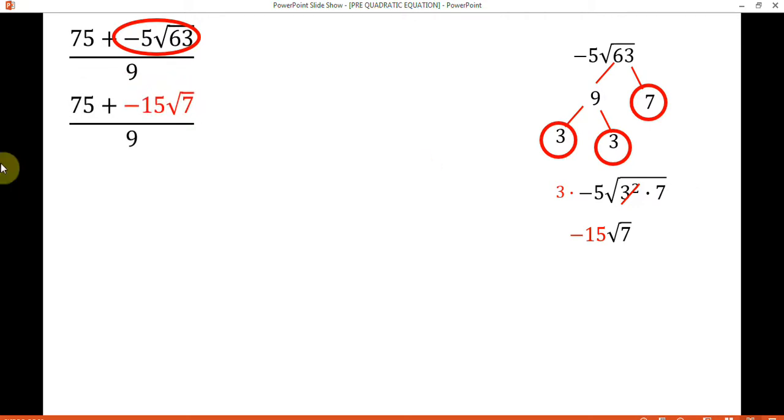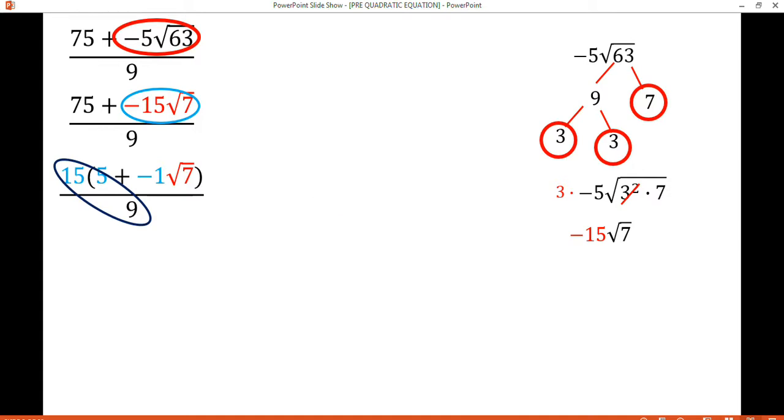The next thing I'm going to do is take this expression and factor the top. I'm going to do that by taking 15 out of 75 and negative 15. 15 is the greatest common factor between 75 and negative 15. When I divide 75 by 15, I get 5. And when I divide negative 15 by 15, I get negative 1. Notice how my square root was unaffected.